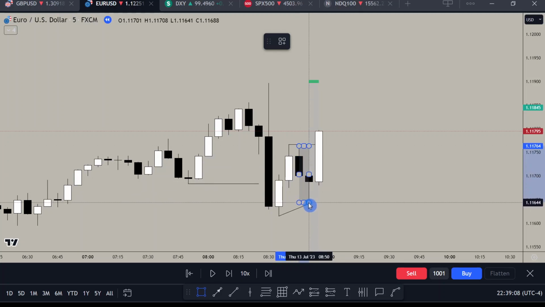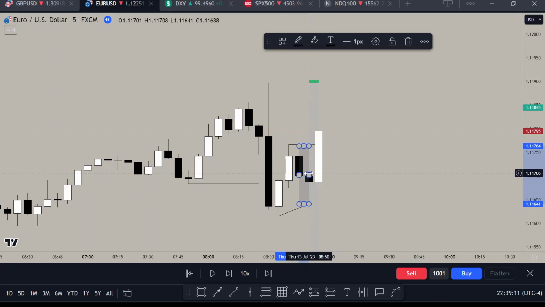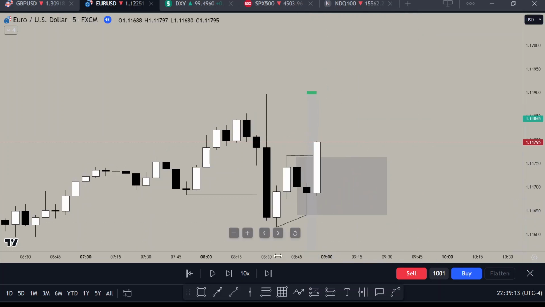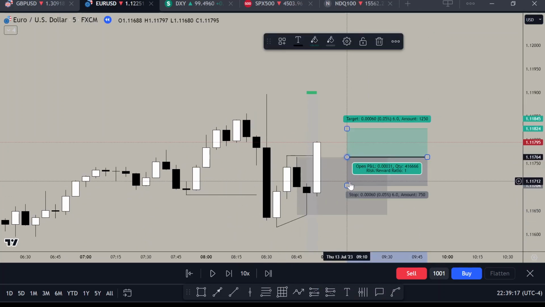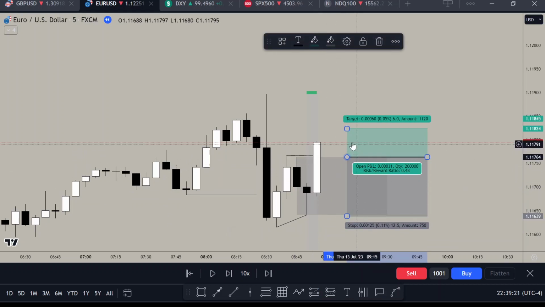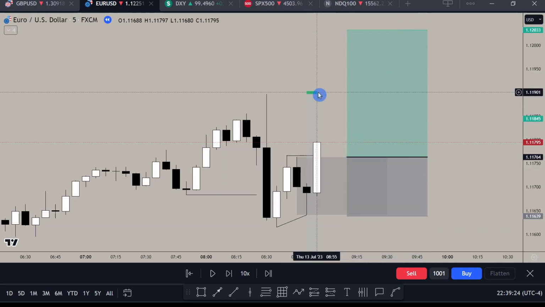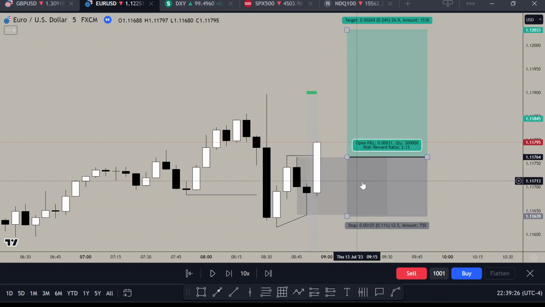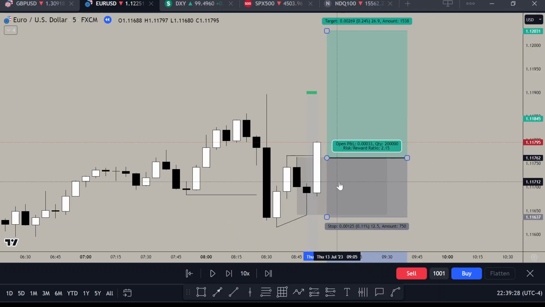Close candles are your order block. So let's see if we get entry. If we don't get any entry and then we create a fair value gap after the next candle, then I'll use the fair value gap as entry. But for now, order block for entry. So let's see.